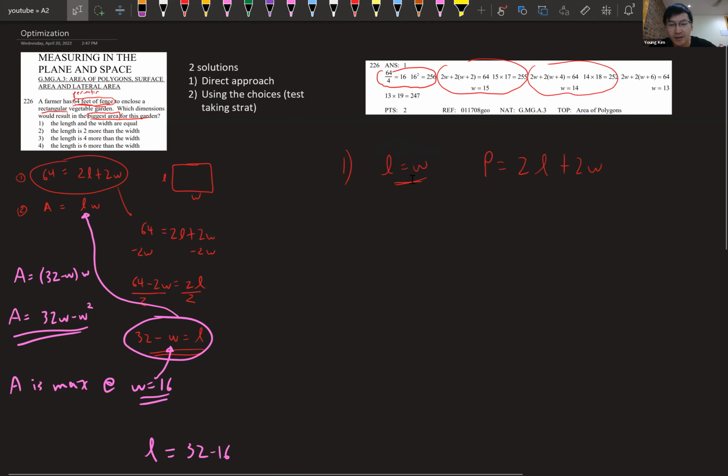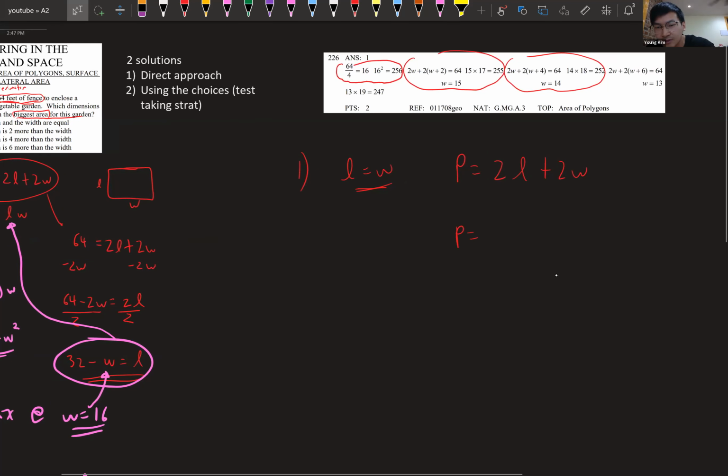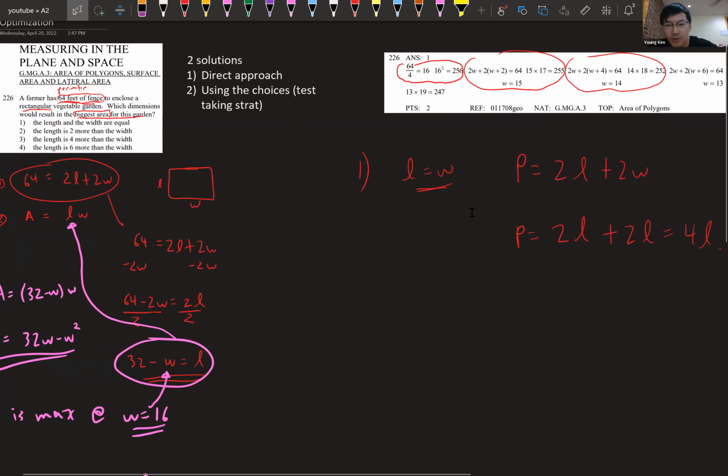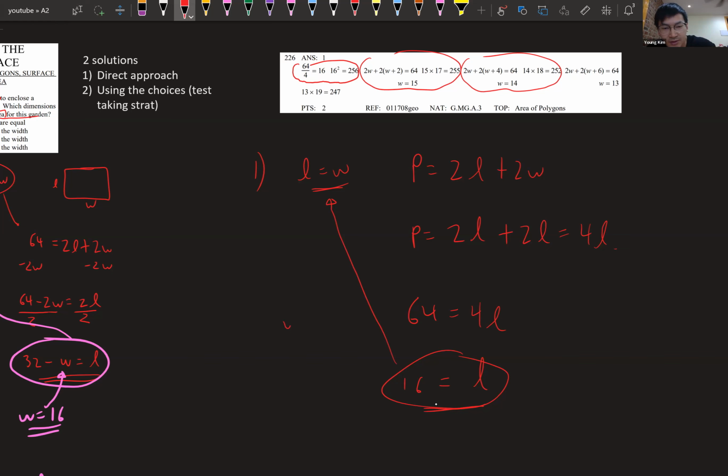If L is equal to W, that means I can substitute L for W. So another way of expressing the perimeter in this situation is 2L plus 2L, which is equal to 4L. The perimeter they said is 64, so 64 is equal to 4L, which is equivalent to saying that L is equal to 16. So we know the length in this situation. And when the length is 16, you can substitute this back in here, and you get that the width is also 16. So W is 16.